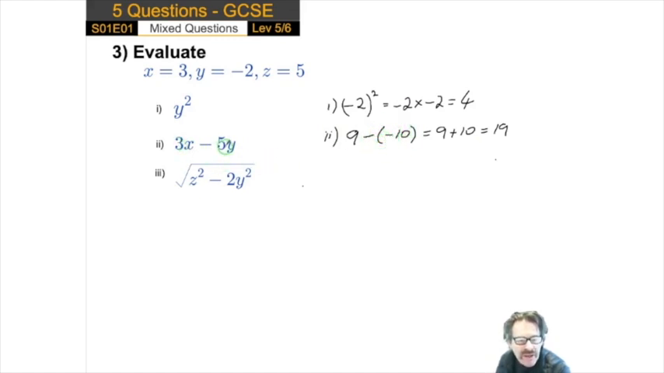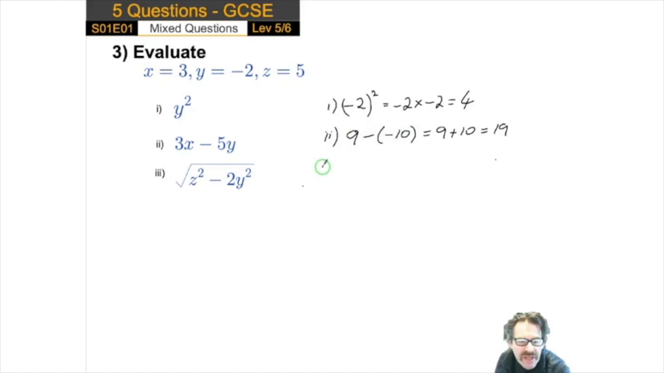So when you have this type of question, substitutions they're called, you should always show your working to try and get a mark. All right, so the actual answer should be 19. If you take away a negative number, it is the same as adding.